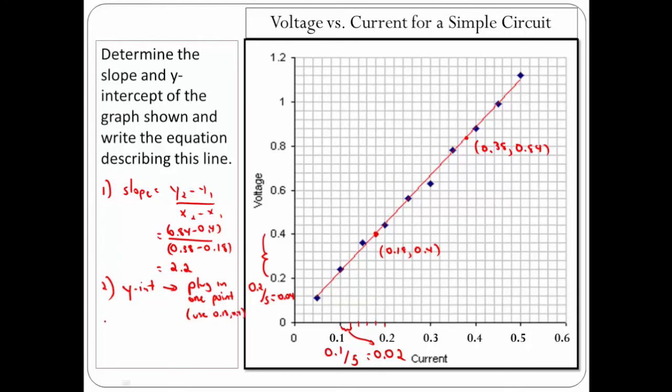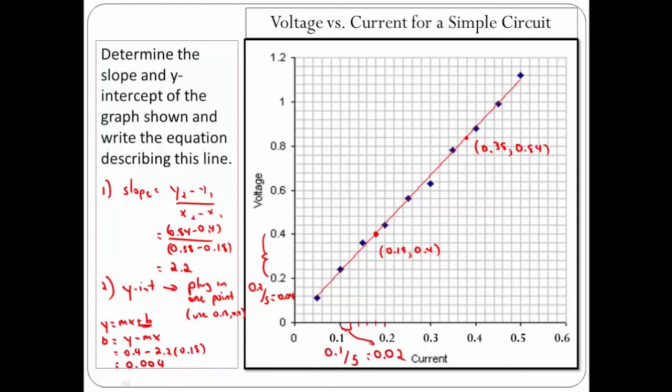And how are we going to do that? Well, we know that y equals mx plus b. Okay, b is our y-intercept, so we want to solve for b. b is equal to y minus mx. Let's plug in our point now. The y value was 0.4, our slope was 2.2, and our x value is 0.18. And again, if we've done this all correctly, you should end up with a value of 0.004. Well, there we go.